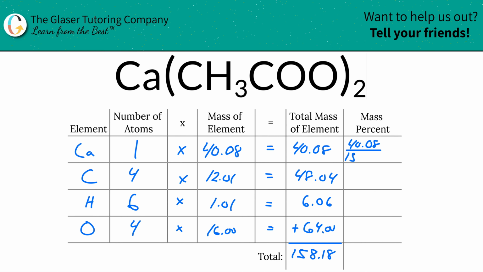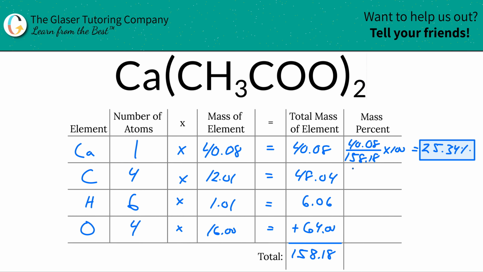So this was 158.18. Hence why we need to find that first. And then we're going to multiply it by 100. This is a simple percent formula, part over whole times 100. And when we calculate that, we should come up with a percentage of roughly 25.33-ish, right? 25.33. Maybe 34, depending upon how you want to round it, all right? But that would be then the percent of calcium in calcium acetate.